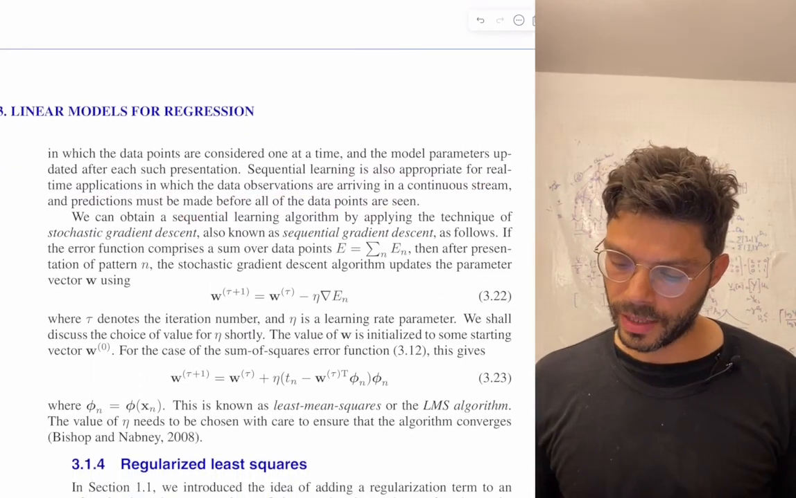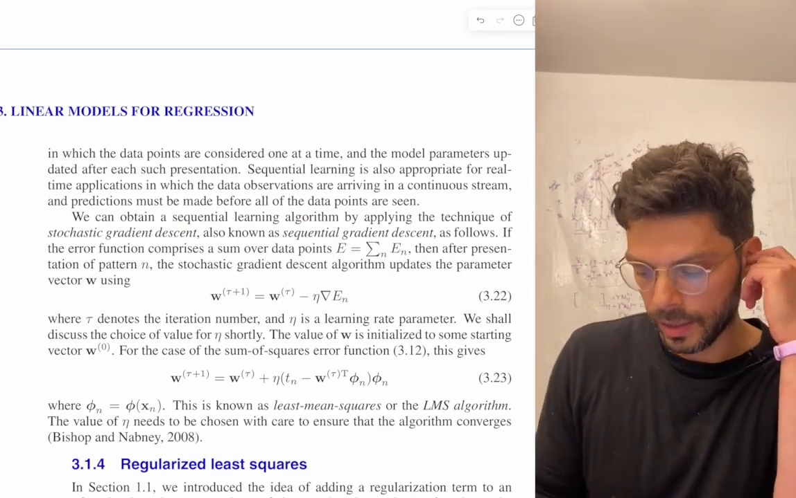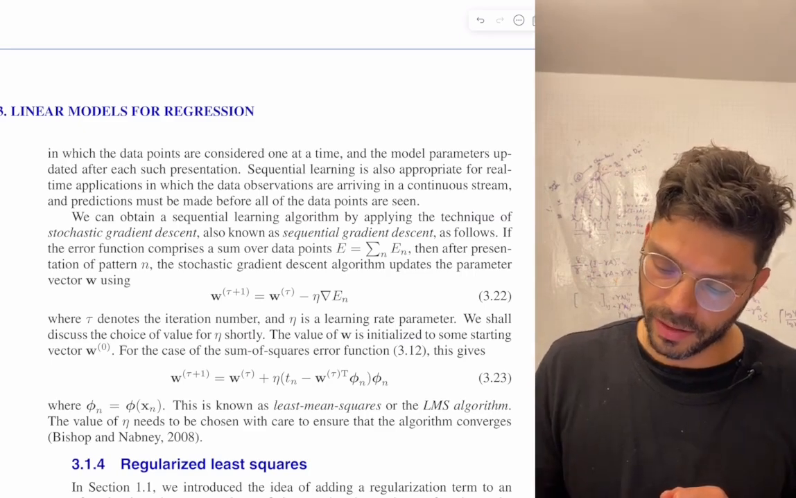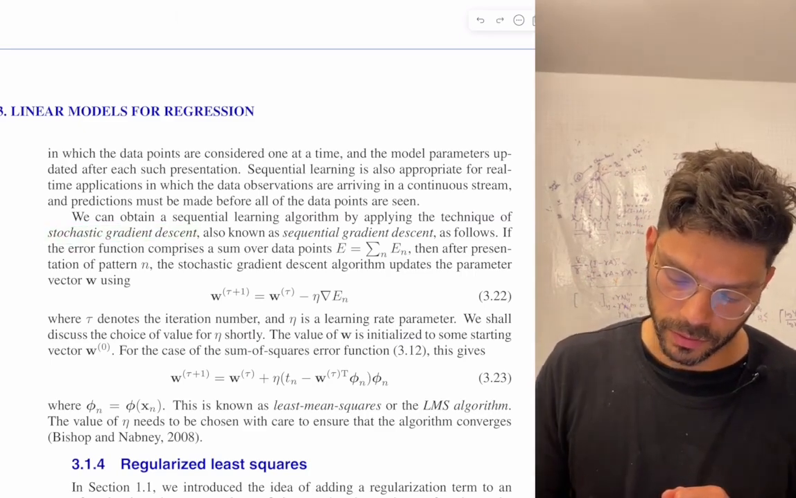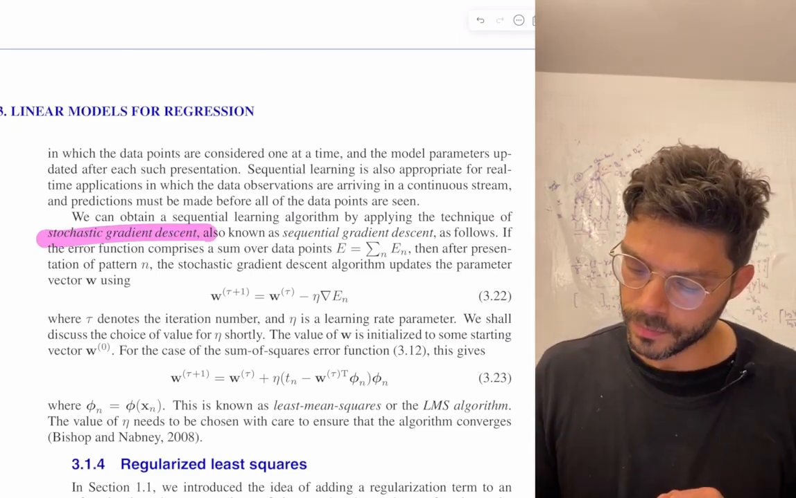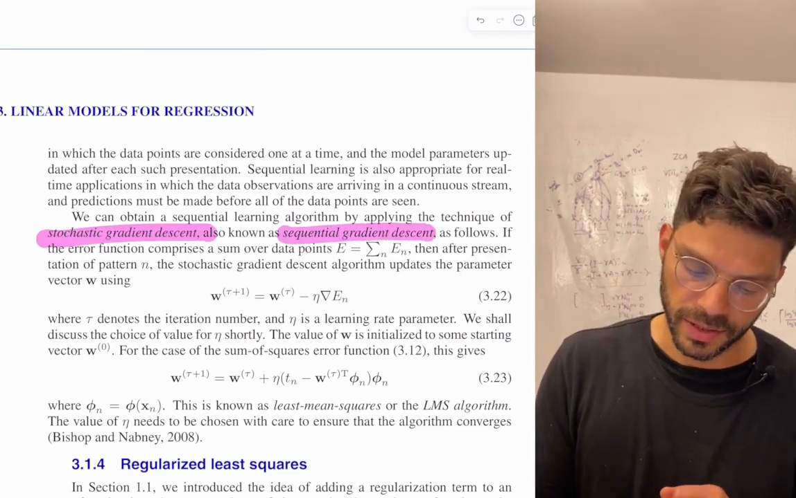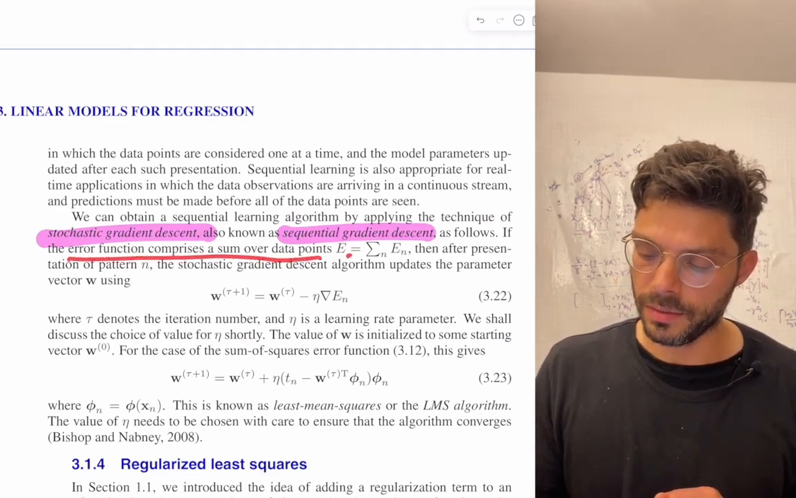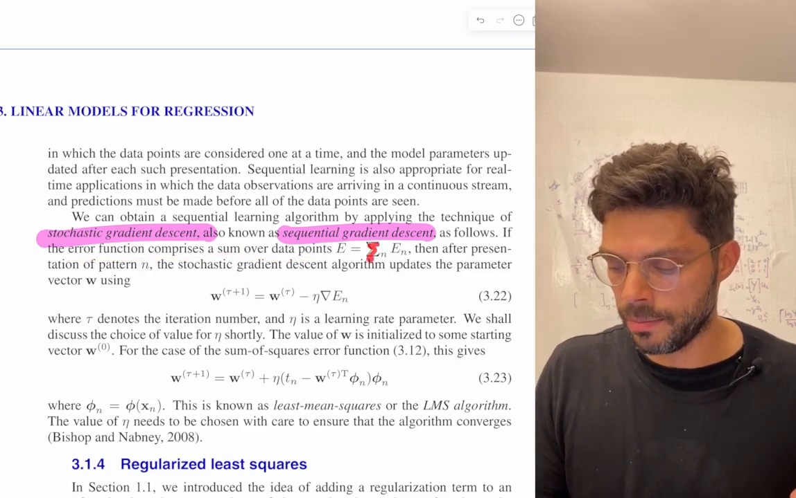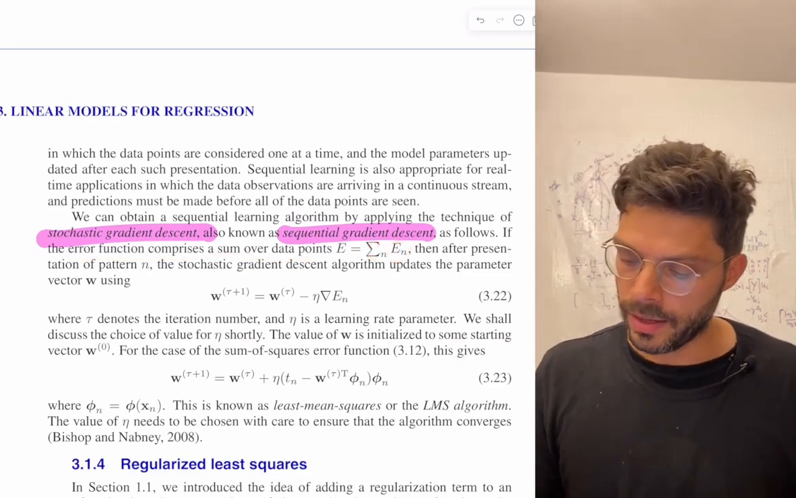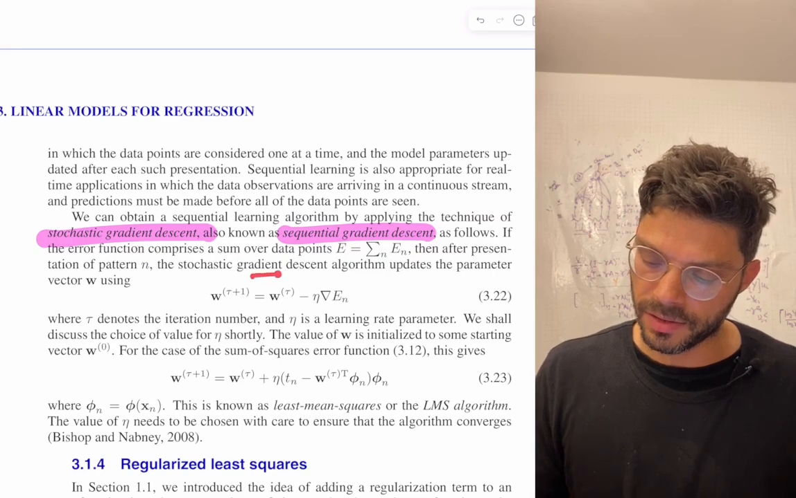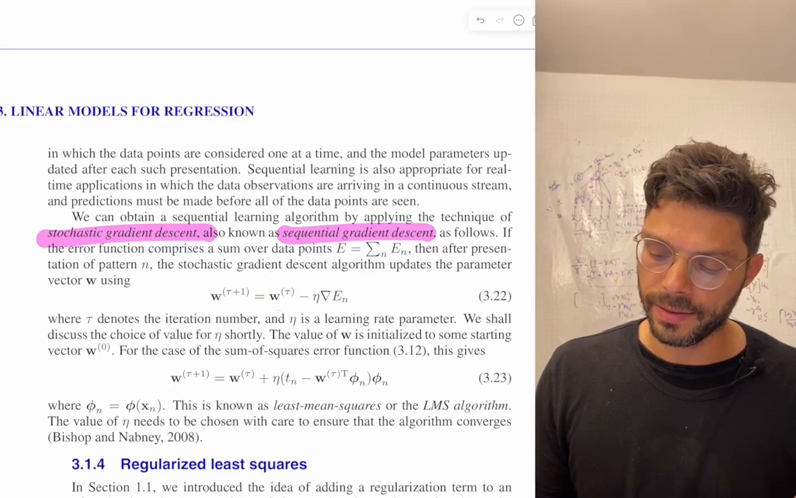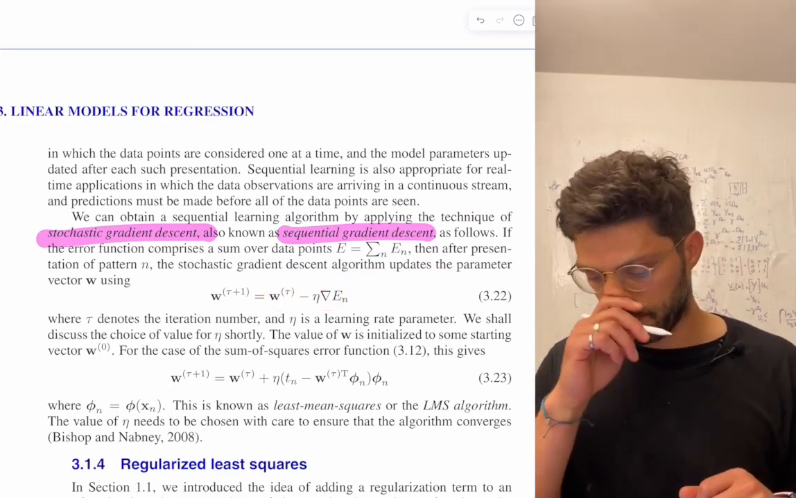And so now you're basically going to do the obvious thing here, by applying the technique of stochastic gradient descent, which is really important and people use it all the time now, also known as sequential gradient descent. So he says, if you have an error function comprising a sum over data points, E, which is probably what you would think of doing as well, a sum of a contribution from each data point, then after the presentation of pattern n, the stochastic gradient descent algorithm updates the parameters w by taking the weight and then adding minus eta times the gradient.